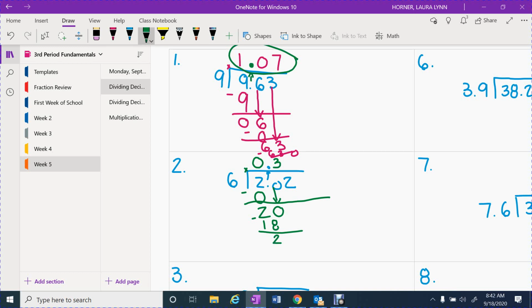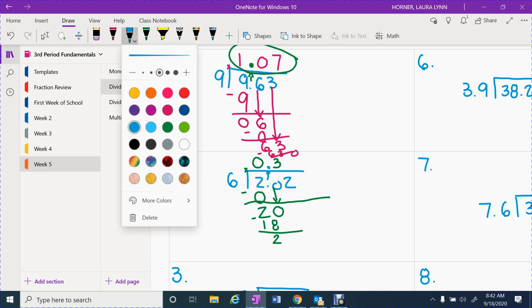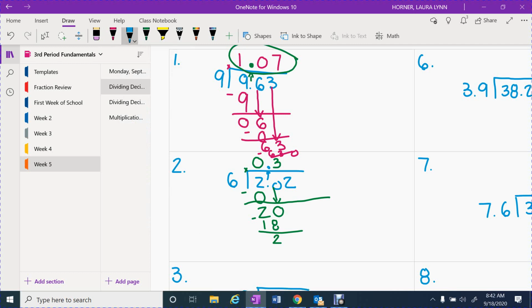Let's see, is this one going to work out perfectly? Uh-oh, I need to make one kind of tiny little fix. Can we make in our problem, instead of 2.02, can you erase that and write 2.04 instead? I want our numbers to work out nicely. Sorry about that. Then we can bring down this 4.